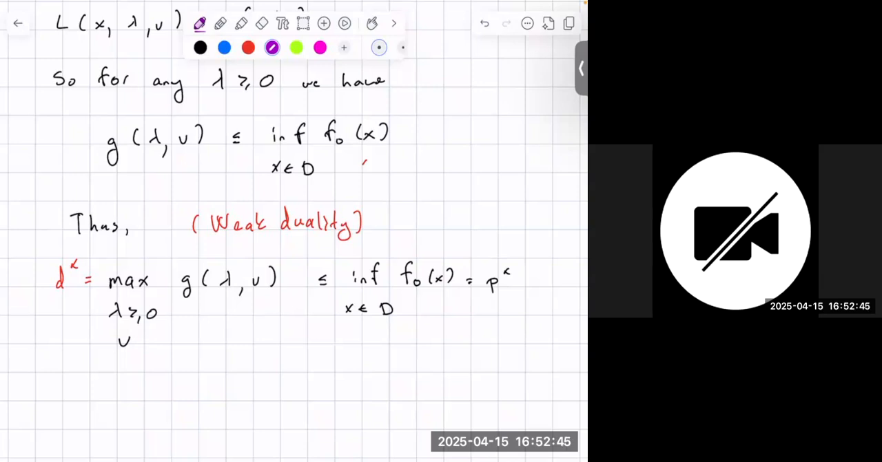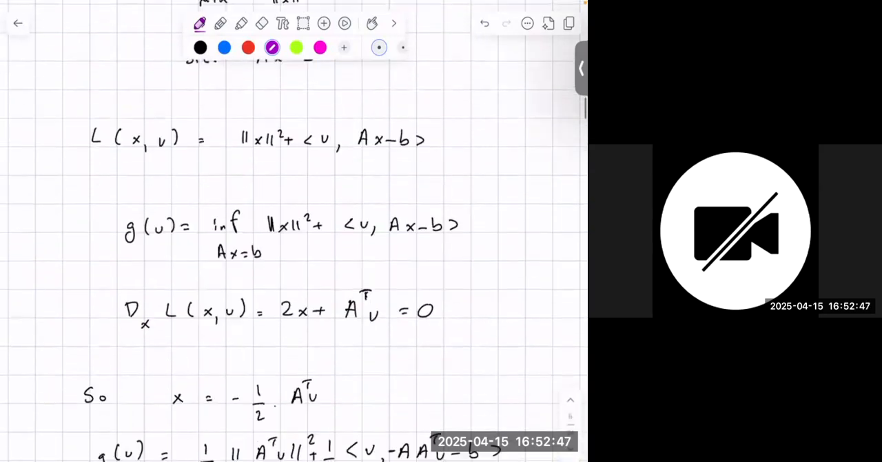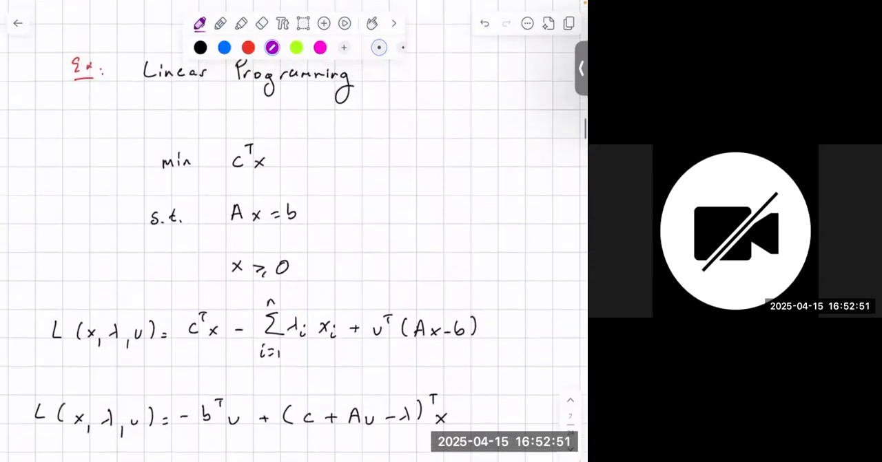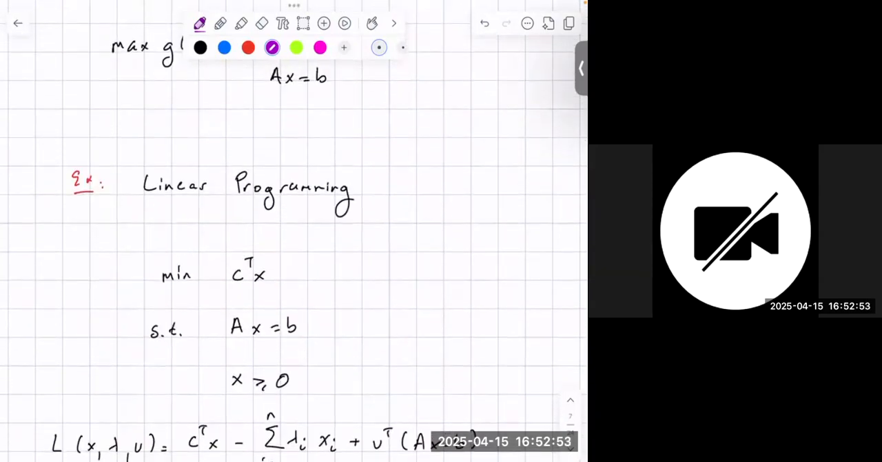Yeah. All right. So let's do one more example. Here is the linear programming example. So what is linear programming? You have a vector dot product with your x, and the constraints are A times x equals b, and every coordinate of x should be positive. There are many ways to write linear programming. This is one way. Okay. And let's look at the.